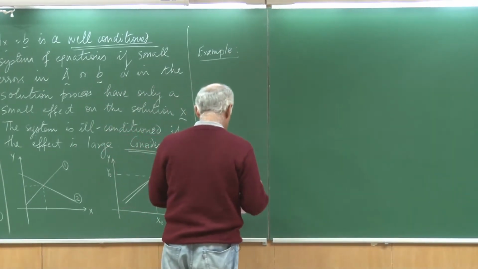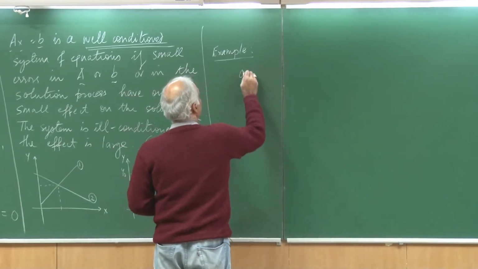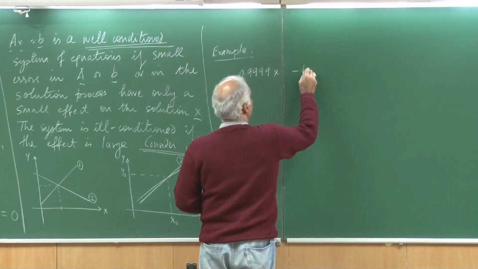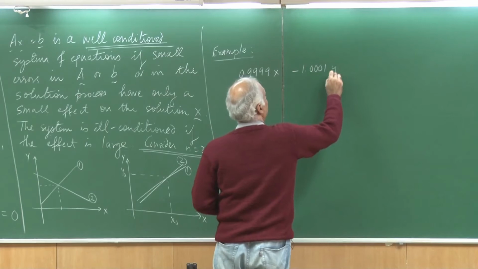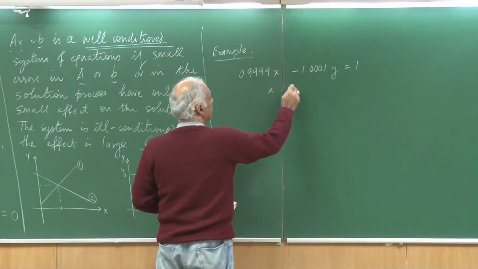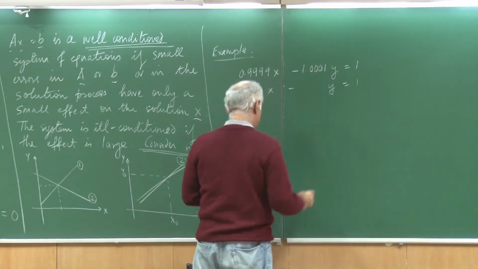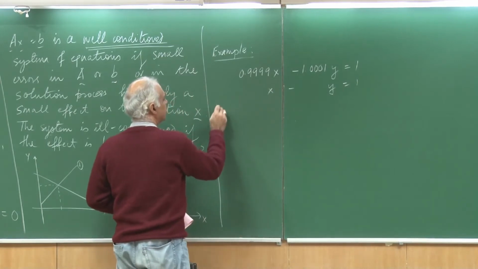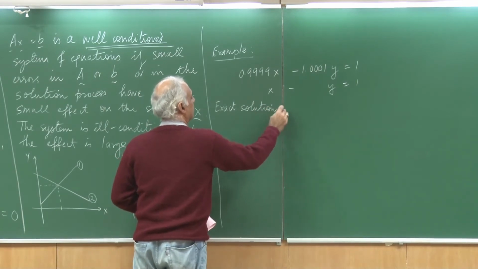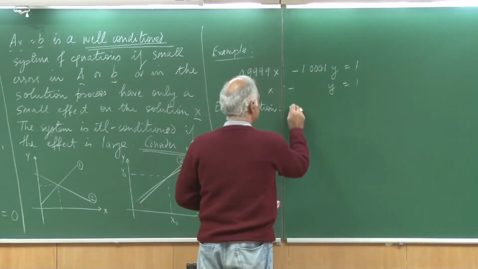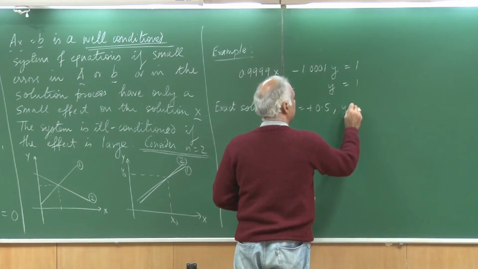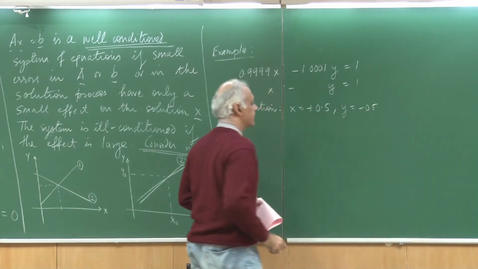So let us consider this system 0.9999x minus 1.0001y, this is 1, and I take another equation which is x minus y, this is also 1. So for this the exact solution is x equal to plus 0.5 and y equal to minus 0.5. Okay.